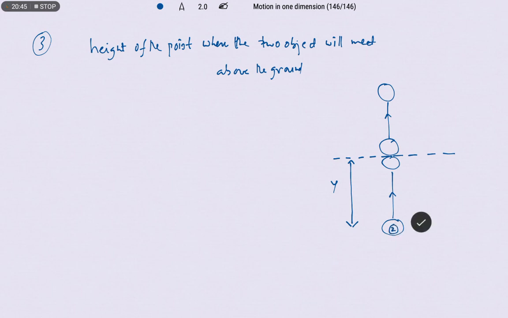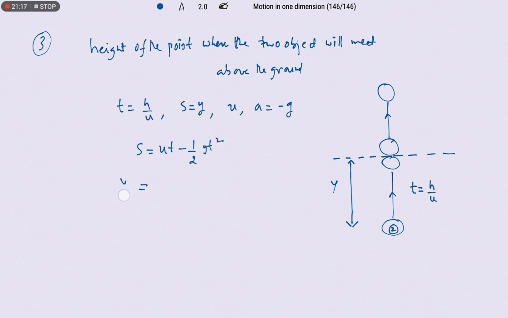enough. So I am applying the same case here. To reach this point, the time taken by this object is equal to h by u. Right, time taken to meet t equals h by u, and distance s is equal to y, and initial velocity is u. Right, and a is equal to minus g. I am applying it for the second body. So s is equal to ut minus half gt square. That is the formula. So s is nothing but y.